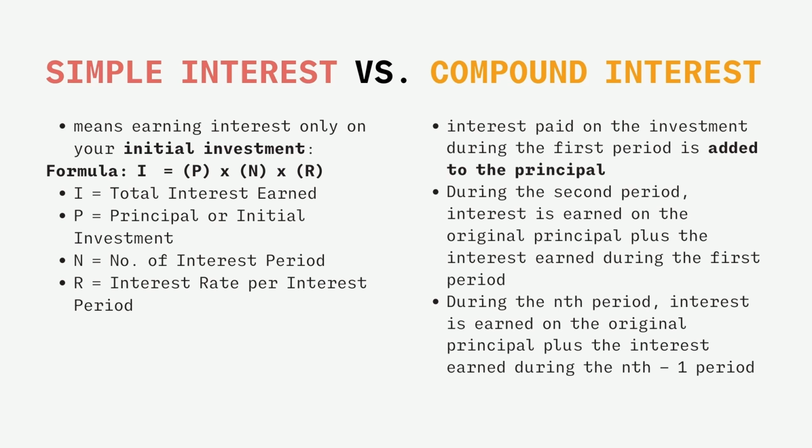Comparing that to compound interest, it's the interest paid on the investment during the first period, and it is added to the principal. During the second period, that interest is earned on the original principal plus the interest earned during the first period. And during the nth period, the interest is earned on the original principal plus the interest earned during the (n minus 1)th period.